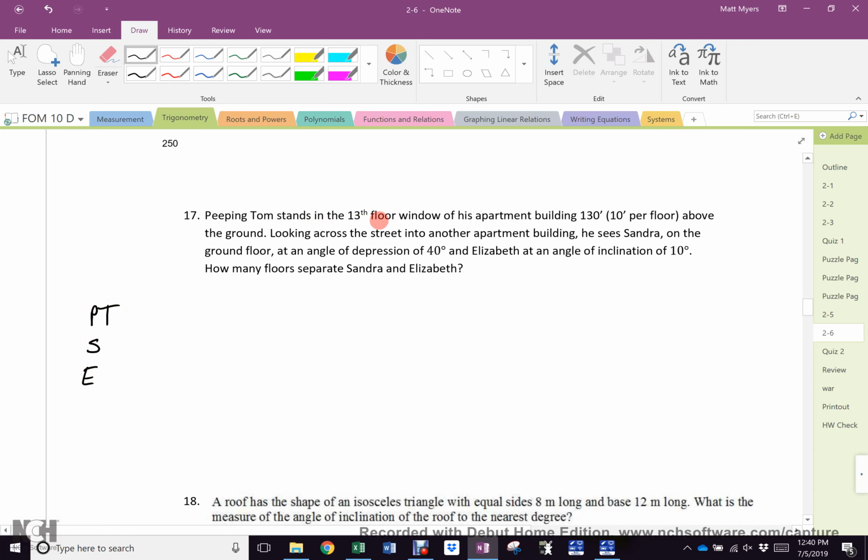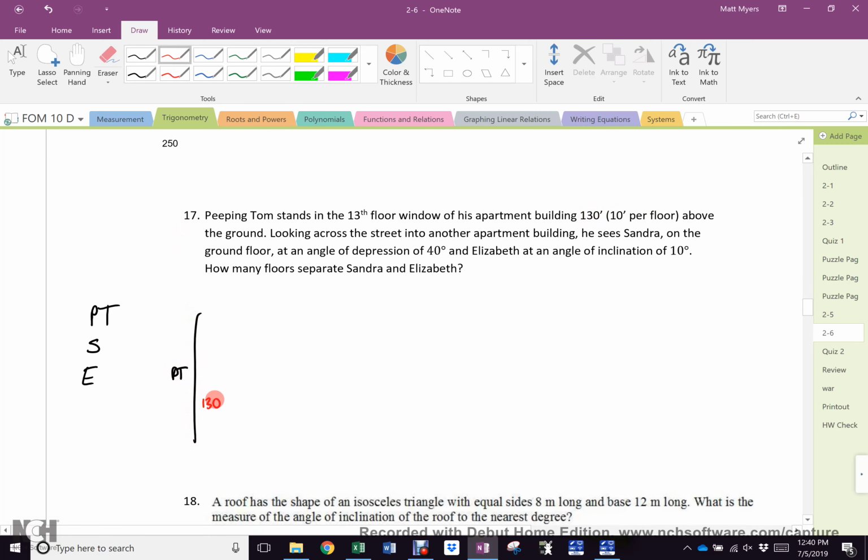Peeping Tom is on the 13th floor of his apartment building. How do I draw an apartment building? Straight up and down. Where's Peeping Tom? Read the question. 13th floor. There's Peeping Tom. How far is he off the ground? 130 feet. So this distance right here is 130.